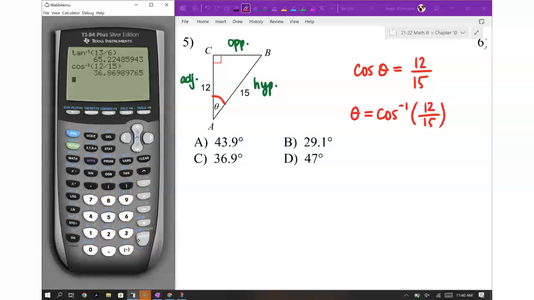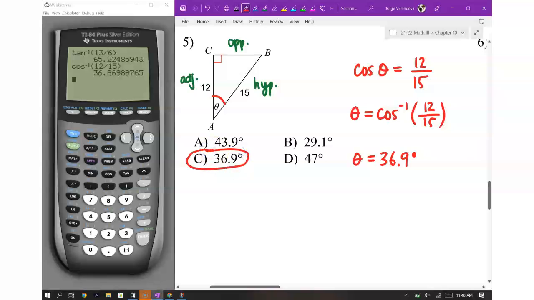And they want me to round it to the nearest tenth. So notice the 8 then 6, the 6 will make the 8 go up to a 9. So this is a 36.9 degree angle. 36.9 degrees. So my answer is C.